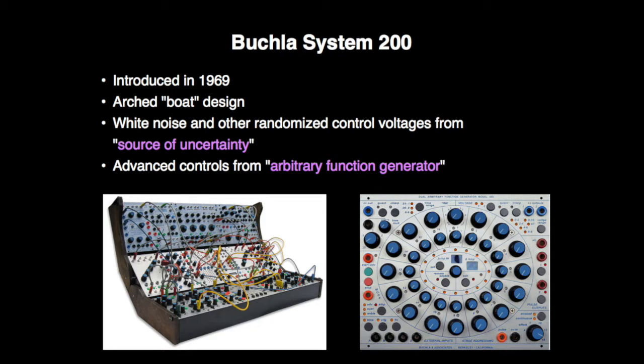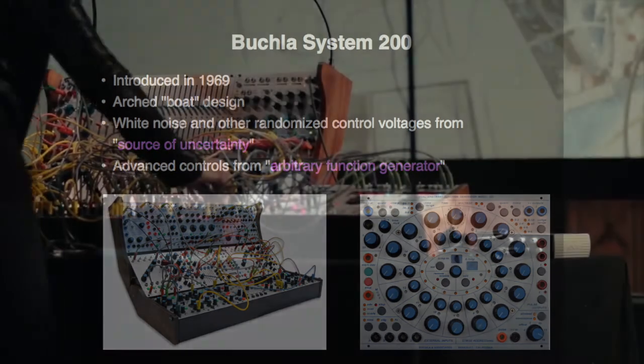They came from the source of uncertainty. And you might have other advanced controls from a module like the one pictured on the right called the arbitrary function generator, which is effectively just a sequencer that introduces some aspects of randomness, but it's way cooler just to call it the arbitrary function generator.